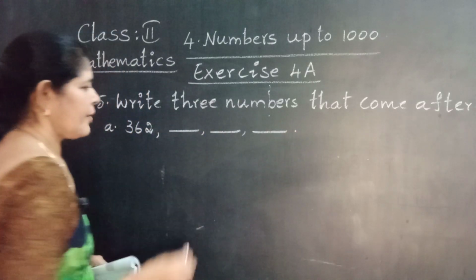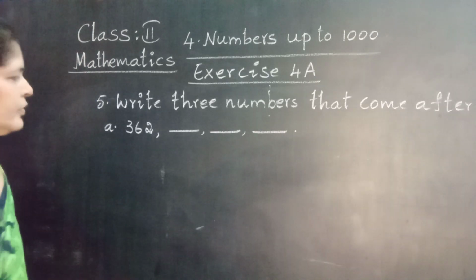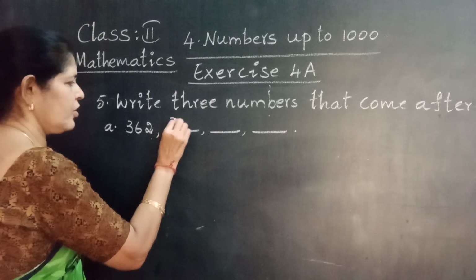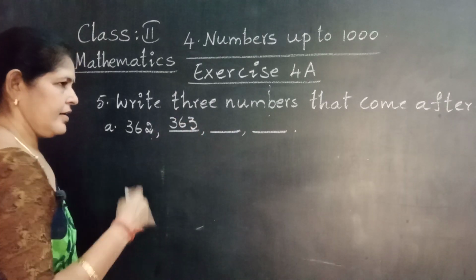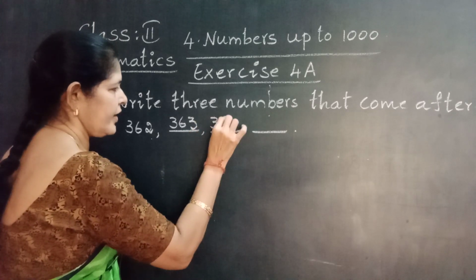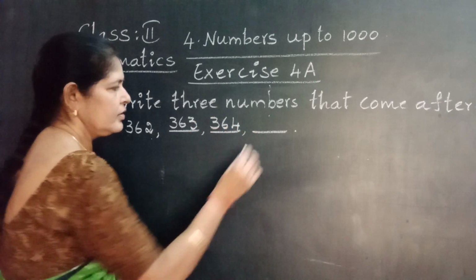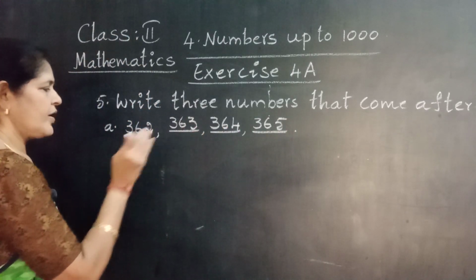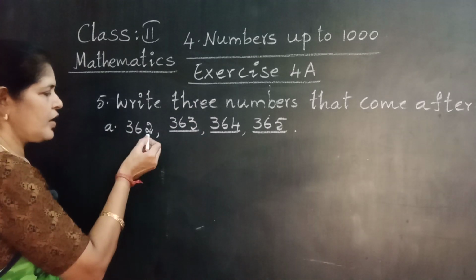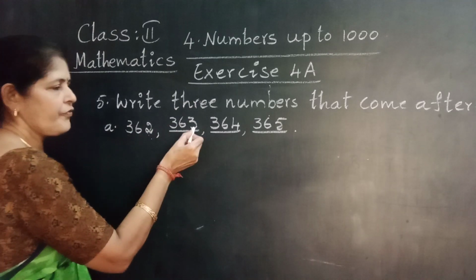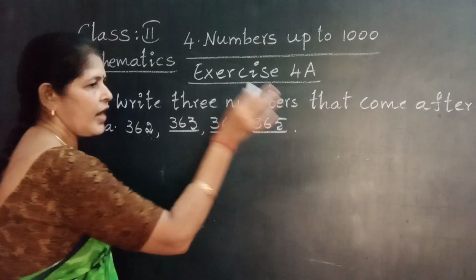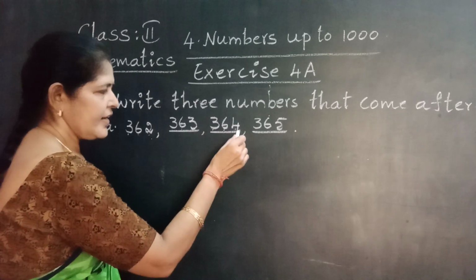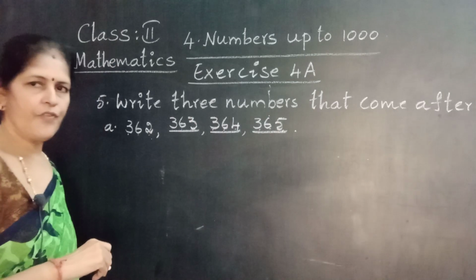Write 3 after numbers of this number. Come on. 362. Very good. 363. Next, 364. Very good. Next, 365. These are the after numbers of this number. Here the changeable number is the ones place number. 2 after 3, 3 after 4, 4 after 5. 362, 363, 364, 365. Go to B.